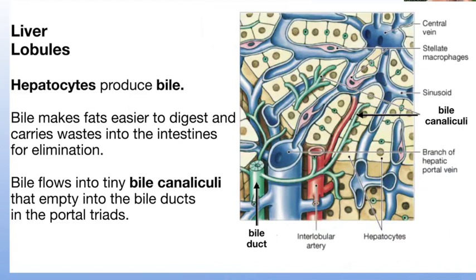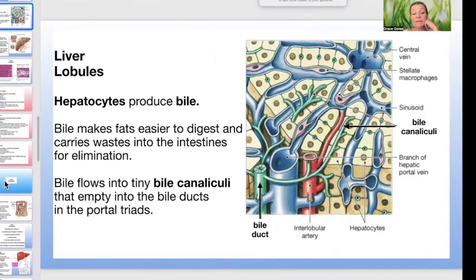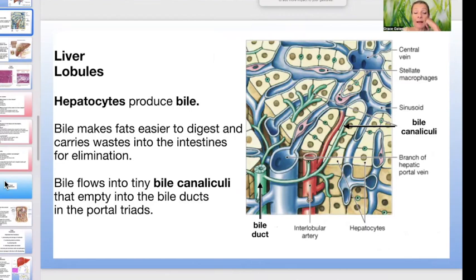Hepatocytes produce bile. Bile makes fats easier to digest and carries waste into the intestines for elimination. Bile flows into tiny bile canaliculi, shown here in green, that empty into the bile ducts in the portal triads. And the flow of bile, therefore, is going in the opposite direction from the flow of blood, which is going towards the central vein. Here we have bile going away from the direction of the central vein.